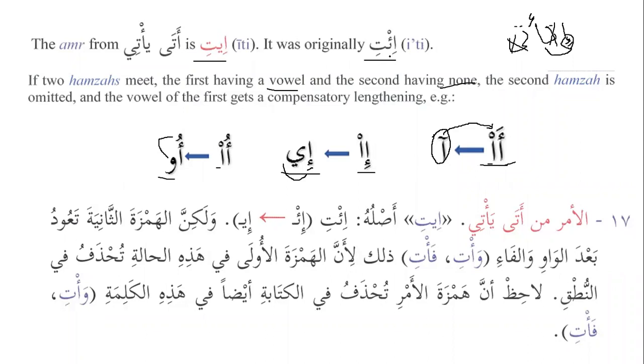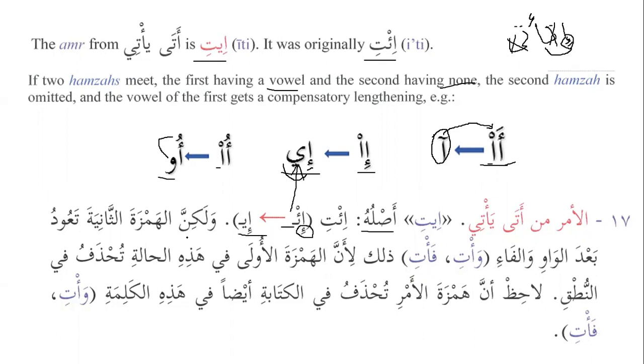That's why here, because we have iti, it's for two reasons. Number one, it's difficult to read. And number two, because of the rule we have seen over here, it has become iti. And the same information we have here in Arabic. Al-amru min atayati iti. So fi'l al-amr from atayati is iti. Asluhu, the original form is iti. Because the first hamza has kasra and the second one is sakin, it will change into ya, as we can see over here.